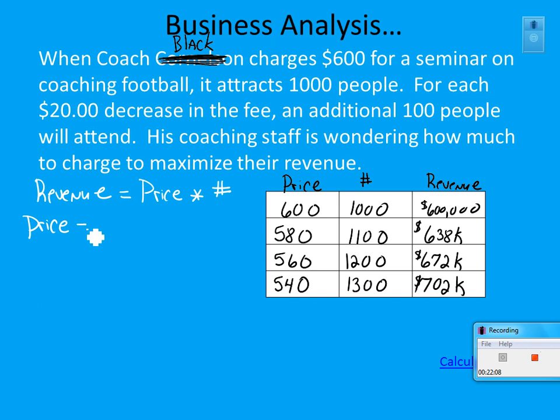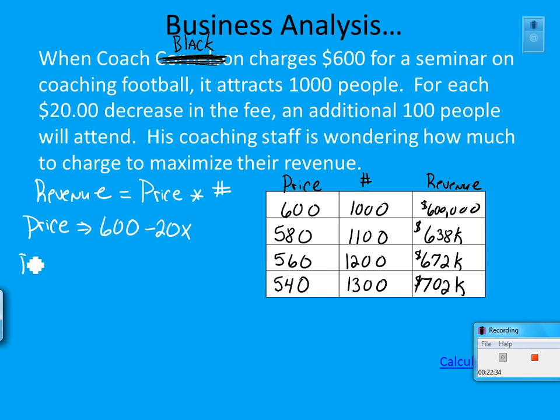The price that I'm looking at right now is $600. But notice what we're doing to the price. I'm subtracting $20 away from it. So my price is going to be 600 minus 20x. If I drop it once, I'm at 580. If I drop it twice, I'm at 560.